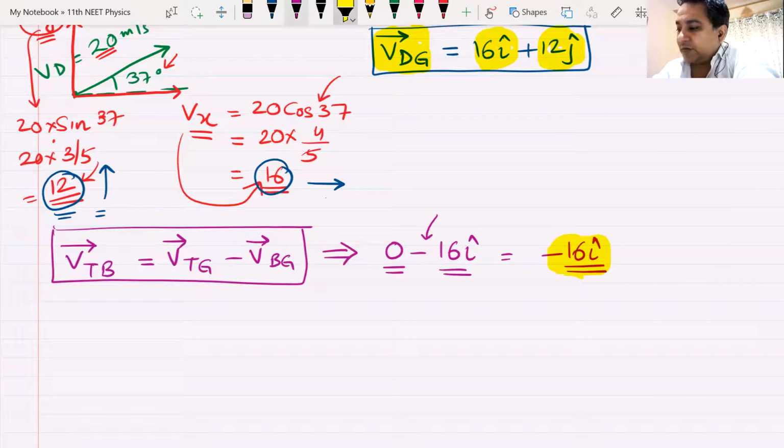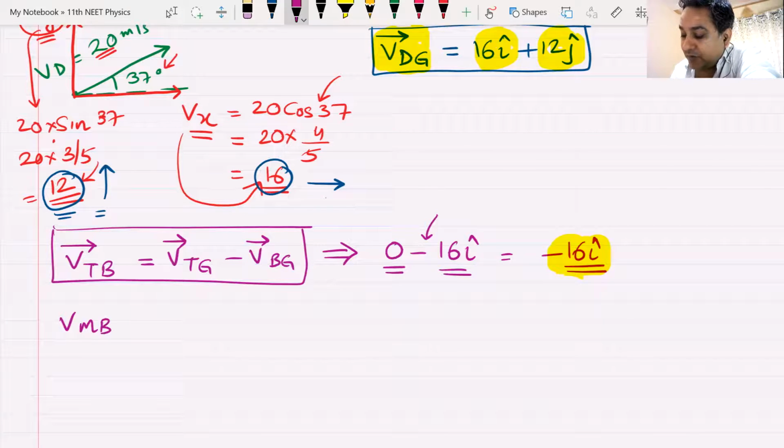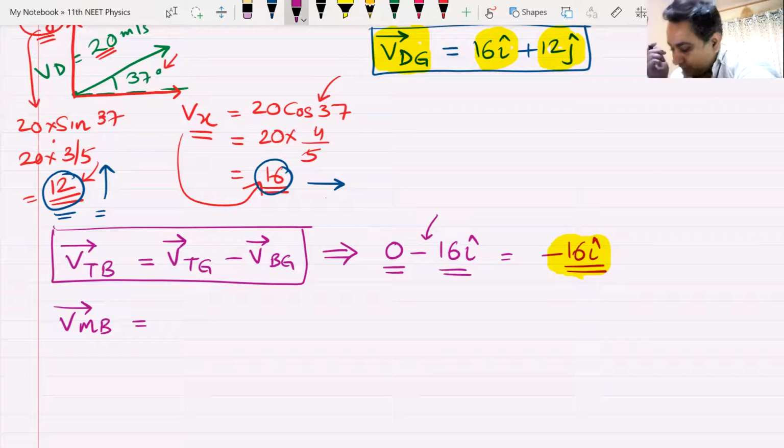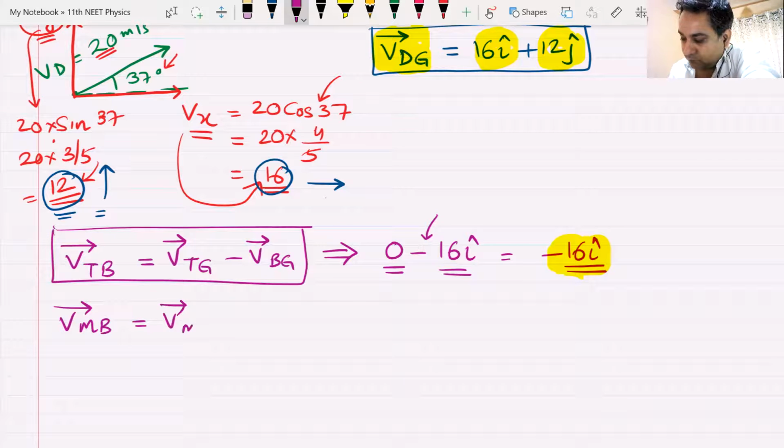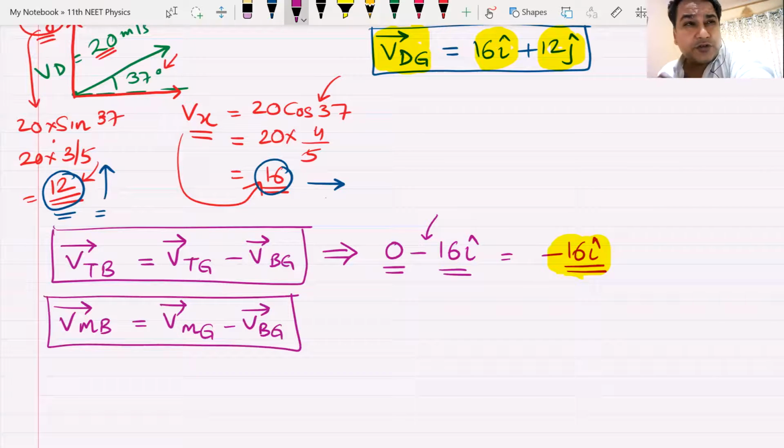Okay. Next one. Velocity of old man with respect to boy. Niharika, continue. Velocity of man with respect to boy equals velocity of man with respect to ground minus velocity of boy with respect to ground. How are we going to do this? We find the velocity of man with respect to ground and subtract the velocity of boy with respect to ground. Niharika, tell me the values.